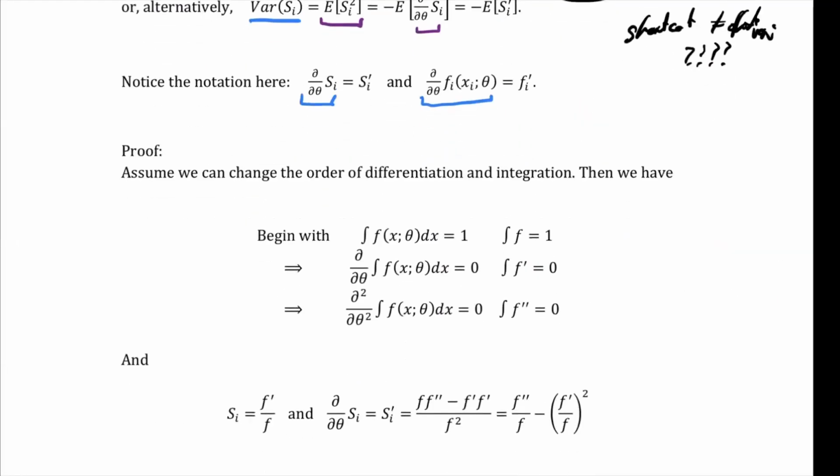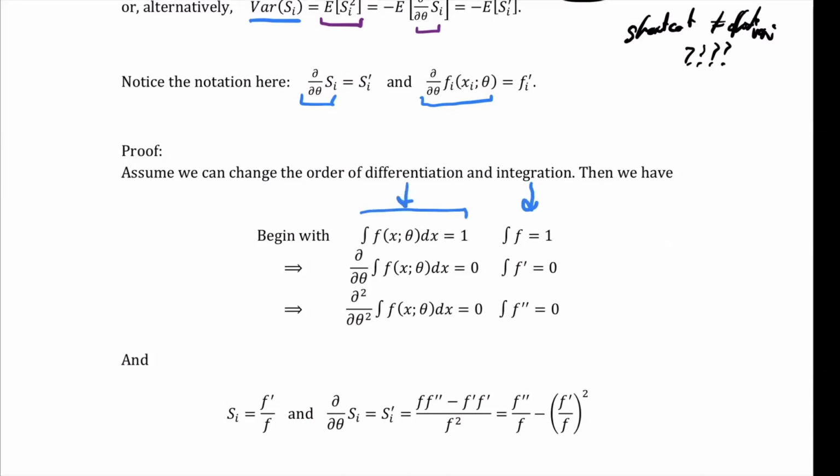All right, there's a proof. I'm not going to spend too much time on this, but I am going to go through it only because it just involves really the chain rule, and we're done. And so I think it's helpful to see. So we'll start with the fact that the density integrates to 1. No problem.